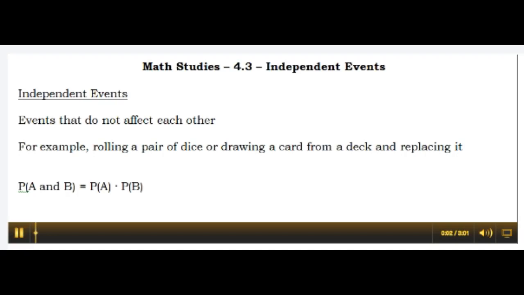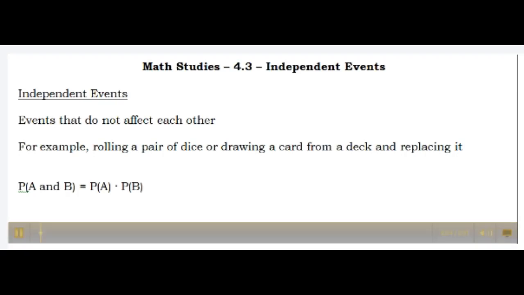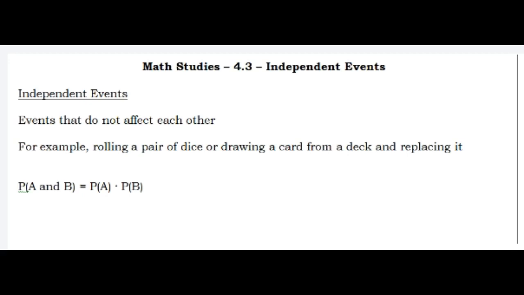This is Math Studies, Section 4.3, Independent Events. Independent events are events that do not affect each other. For example, when you roll a pair of dice, one doesn't affect the other, or when you draw a card from a deck and then put it back, it's not going to affect the next card that you draw.